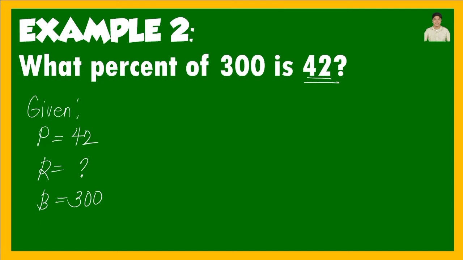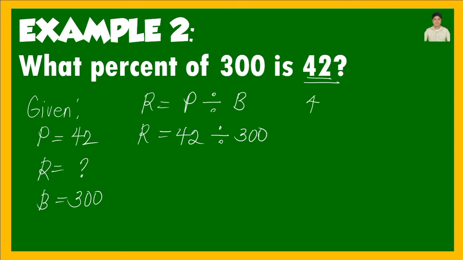So, let's have the solution. So, yung formula natin, P divided by B. That is 42 divided by 300. Just like we did on the previous example, so pwede po nating kunan yung lowest term ng dalawa. Gawin natin siyang fraction, so 42 over 300. So think of the greatest common factor of 42 and 300, and that is 6. So we'll divide 42 and 300 by 6, both numerator and denominator. So 42 divided by 6, that is 7. 300 divided by 6 will have 50. Now, our answer 7 over 50.